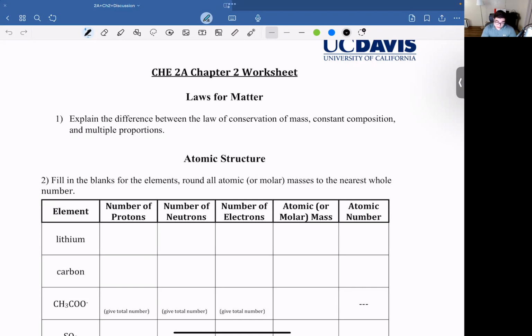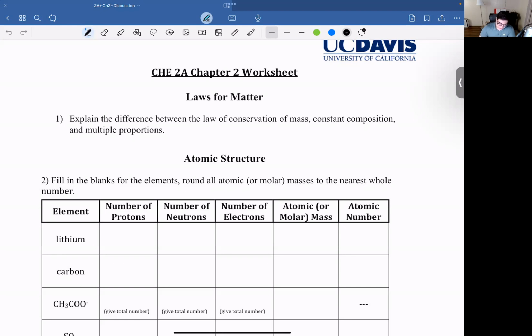Let's get started. All right, so this is the week 2 worksheet. The week 1 worksheet is the same as the one that I recorded and posted last year. So anyone seeing this, you can find that on my channel, under one of the playlists of the worksheets, CHE2A worksheets. And you should have access to that one. The week 1 discussion was the same.